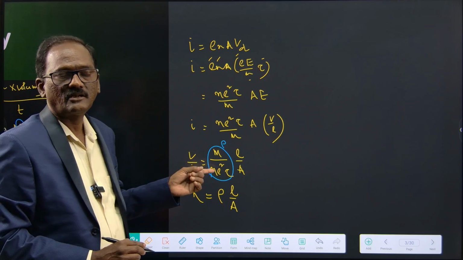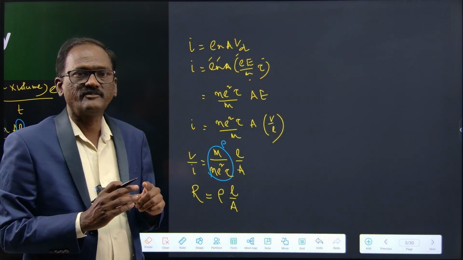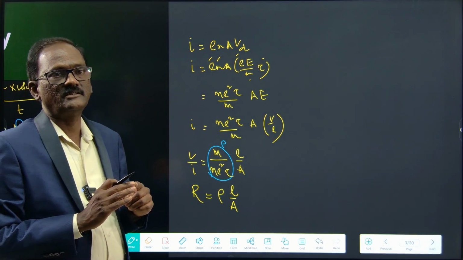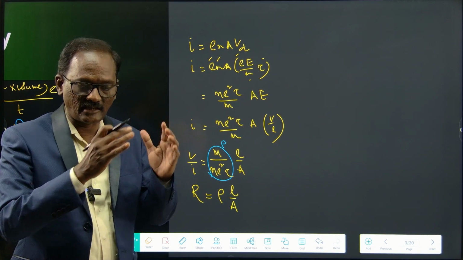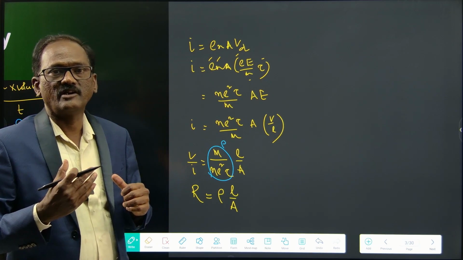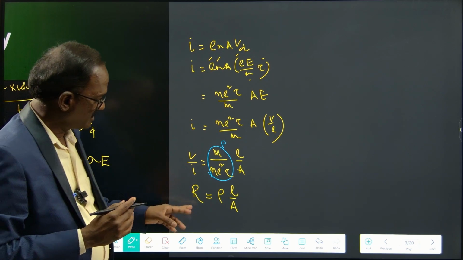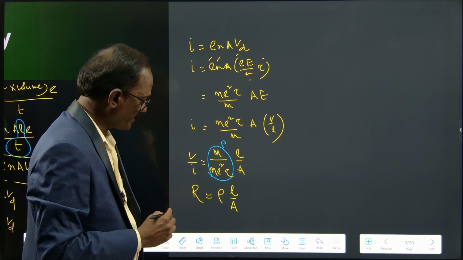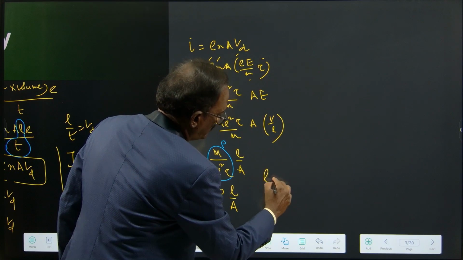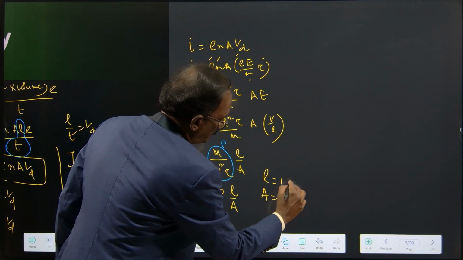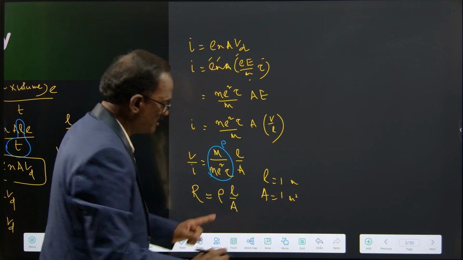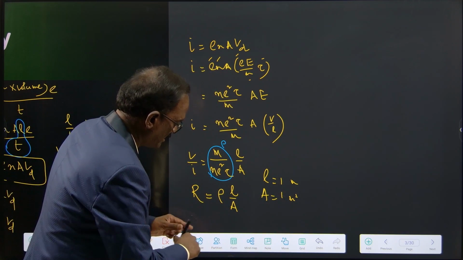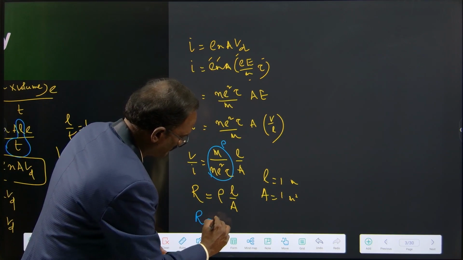So V by I is equal to R. This is under Ohm's law. Ohm's law, we will make another video, right? We will deeply study Ohm's law and relevant equations, and also try to solve some problems. R is equal to rho L by A. If I make L equal to 1 and A equal to 1 meter square, 1 by 1 will get cancelled, then I will get R is equal to rho.